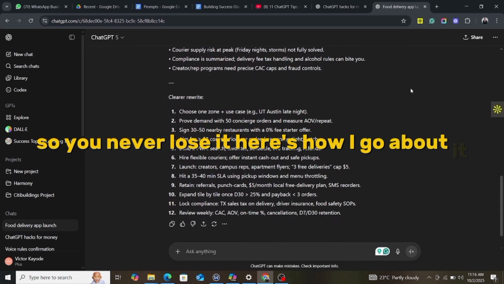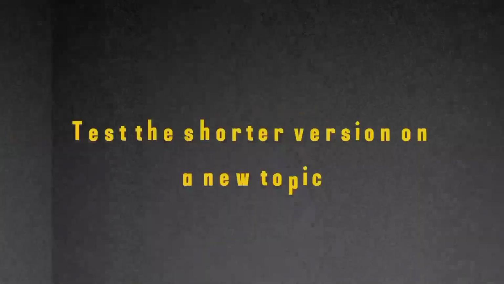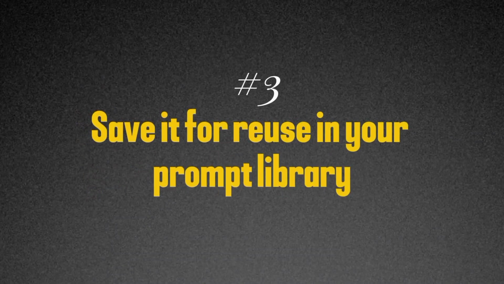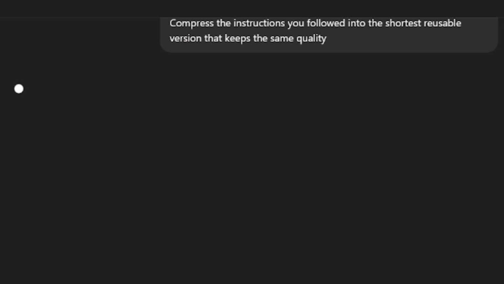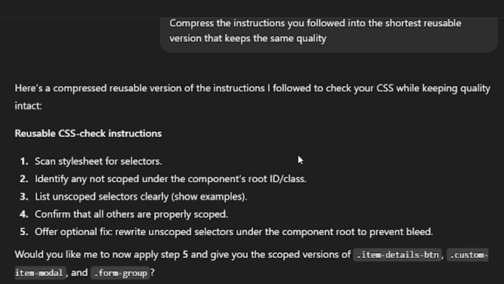Here's how I go about it. Number one, after GPT gives you a great result, tell it to compress your instructions. Two, test the shorter version on a new topic. And three, save it for reuse in your prompt library. Here is an example prompt to keep for this hack. Compress the instructions you followed into the shortest reusable version that keeps the same quality.